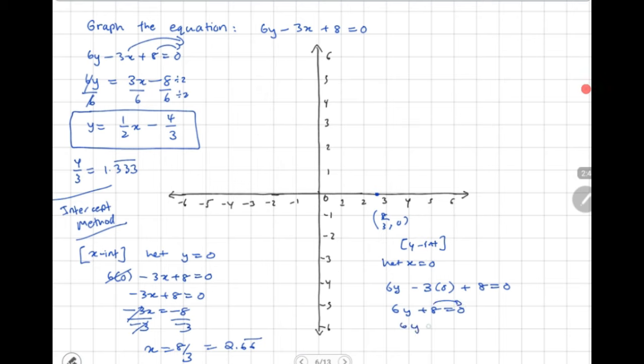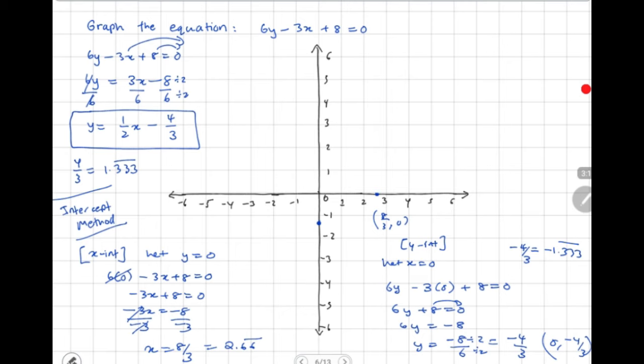I'm going to move the 8 to the other side. 6y equals negative 8. So y is equal to negative 8 over 6, and if I divide this by 2, you get negative 4 over 3. So the point here is 0 and negative 4 over 3. Once again, this is also an irrational number. Negative 4 over 3 is equivalent to negative 1.333, and it just keeps going. Once again, I just need to ballpark the value. So let's say it's somewhere here, a little bit below the midpoint.